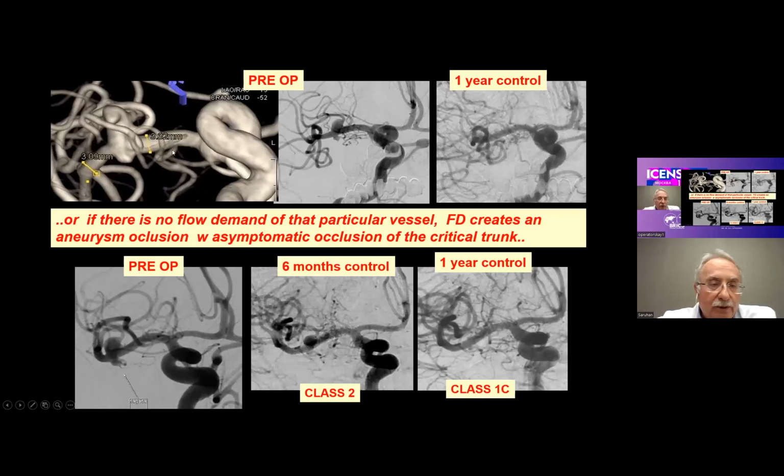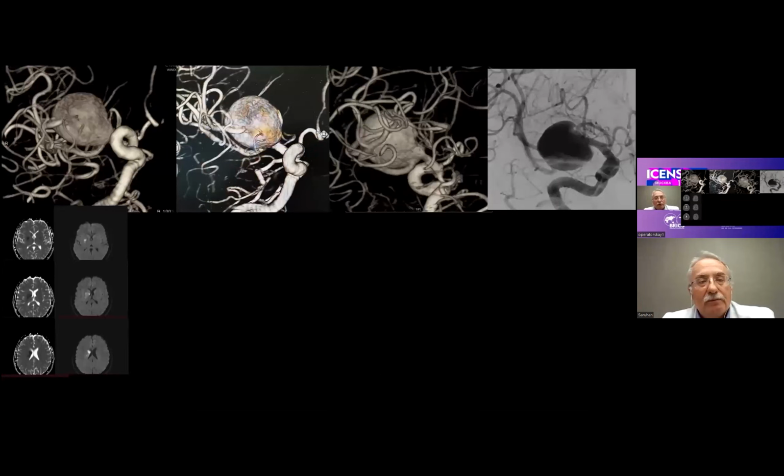Simplicity offers here just to go the straight access, and 6 months later we call it class 2, but 1 year after, it is class 1C occlusion. So total aneurysm occlusion with integrated vessels, asymptomatic occlusion. Again, this patient came with the ischemic finding.